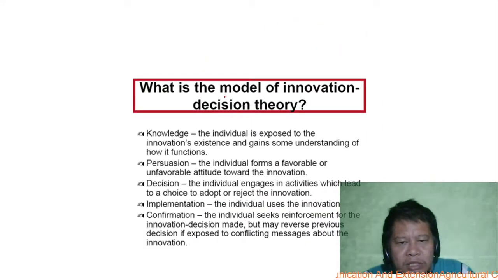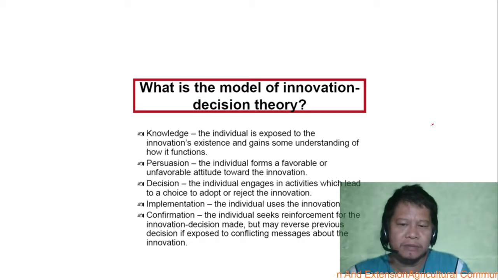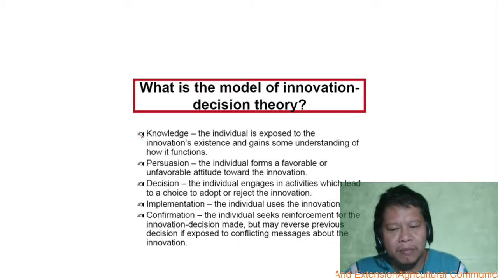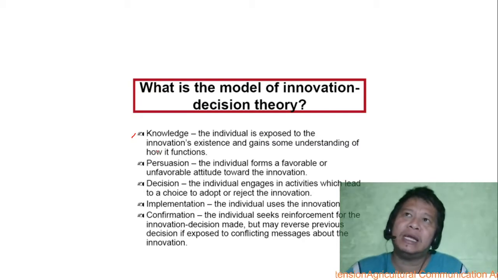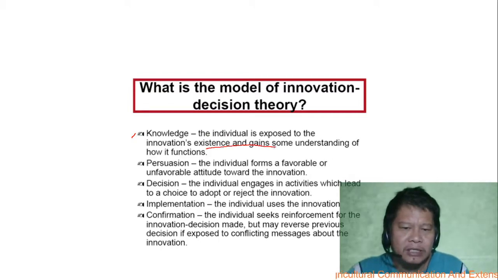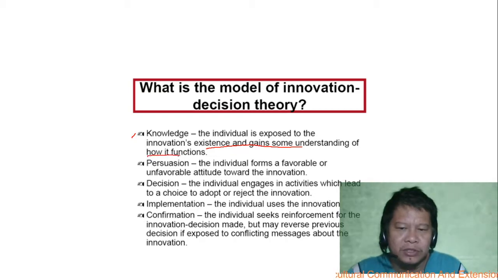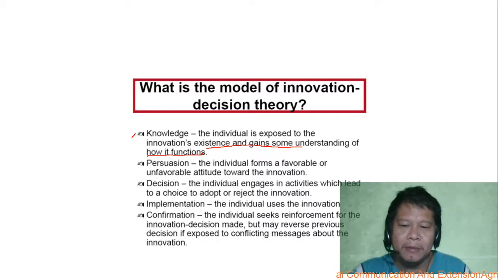So another question: what is the model of innovation decision theory? The model has knowledge. Knowledge: the individual is exposed to the innovation's existence and gains some understanding of how it functions. It is like awareness. So he becomes aware, interested, or even evaluates it.